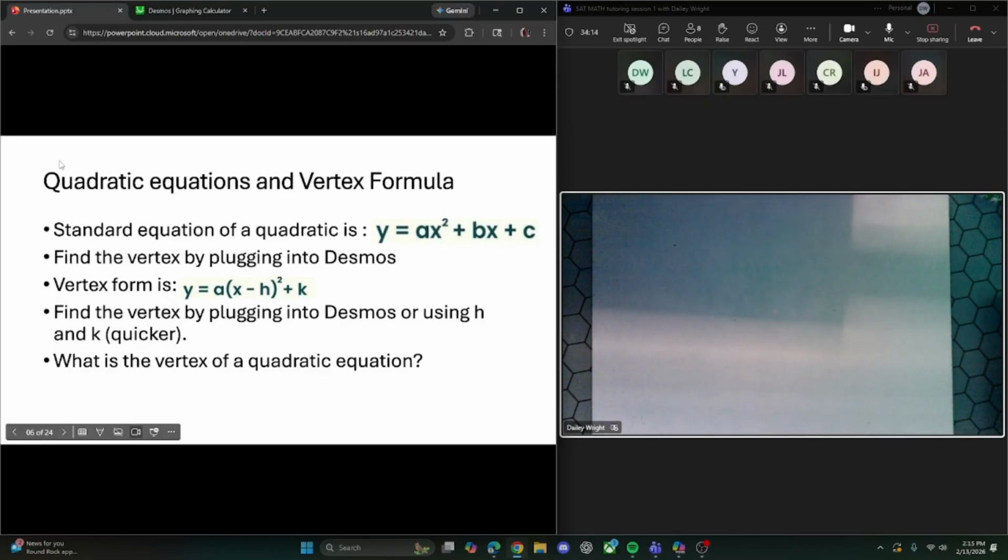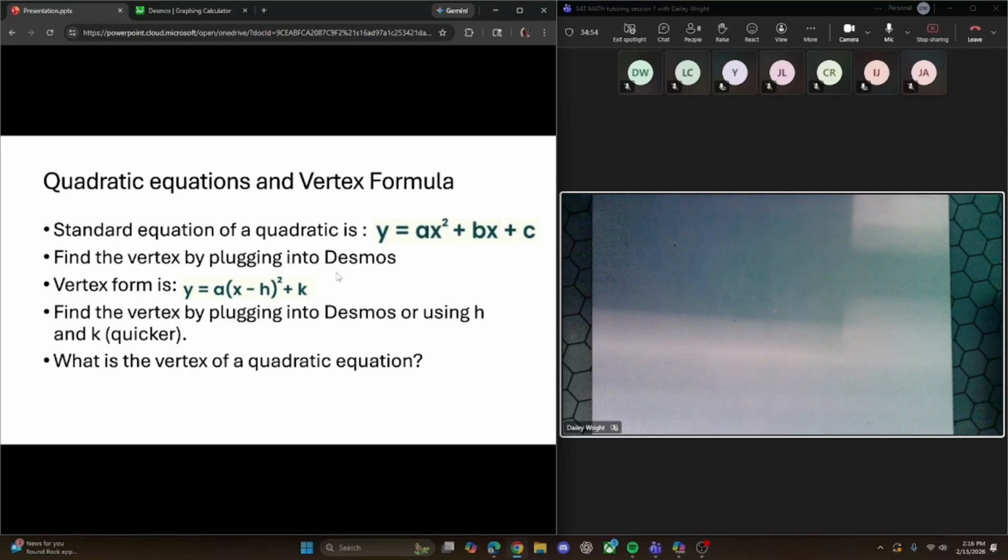Next, we're going to go over quadratic equations and vertex formula. This is another kind of important one you want to know. You want to know what a quadratic equation looks like because we're going to go over tables later. And once we get into tables, it's really important to know what a quadratic equation looks like because you want to know what type of regression you're going to be using. So the standard equation of a quadratic is y equals ax squared plus bx plus c. We'll talk about what some of the variables mean later.